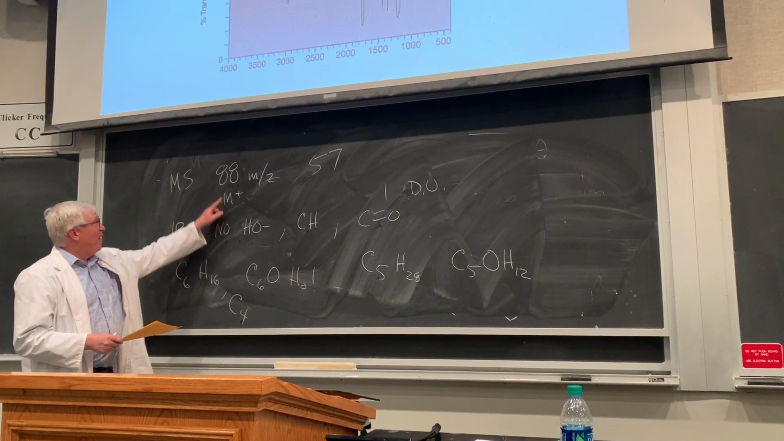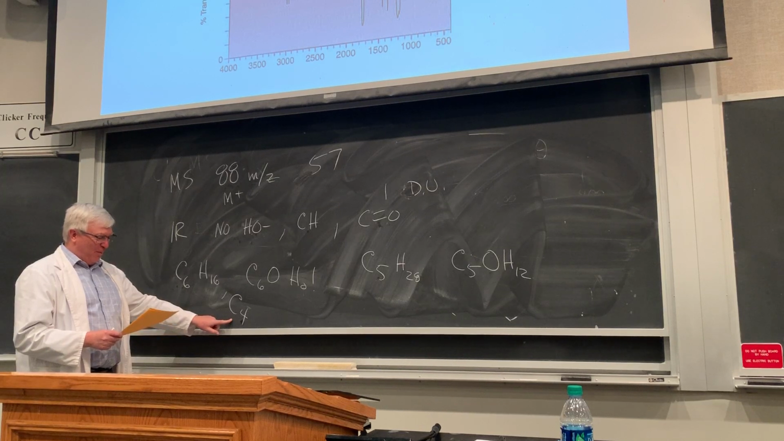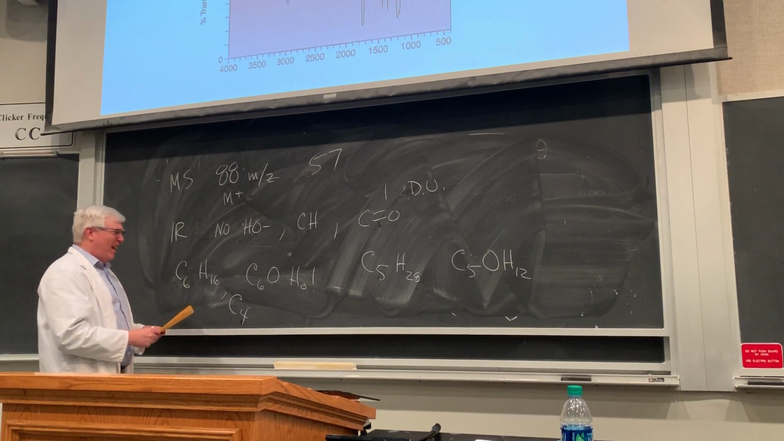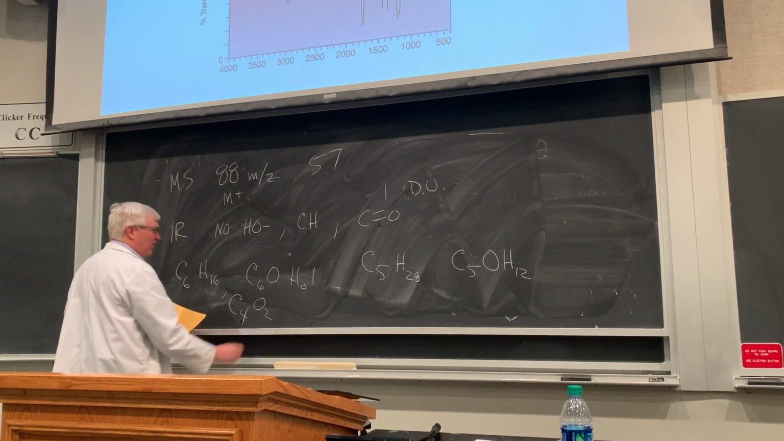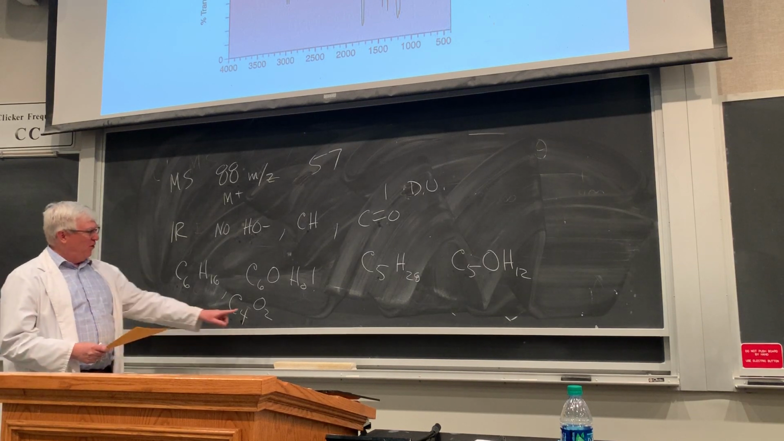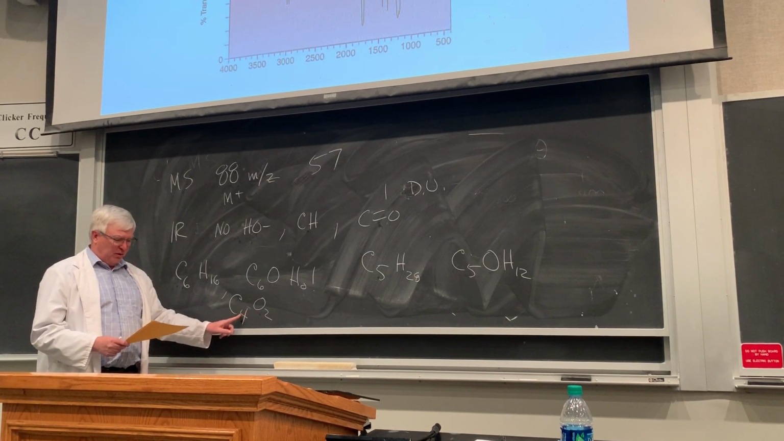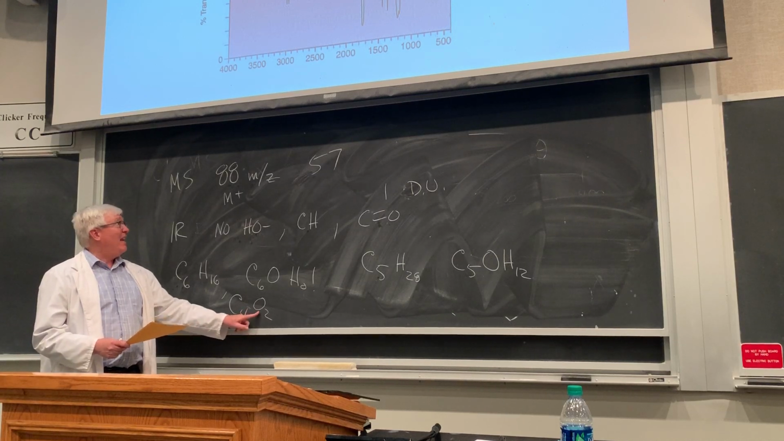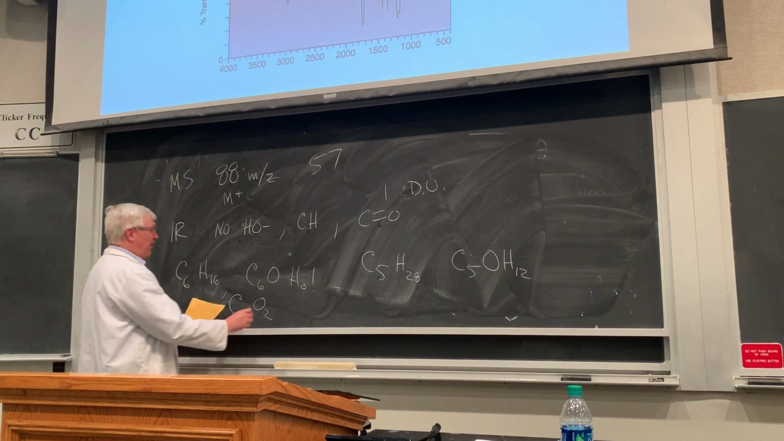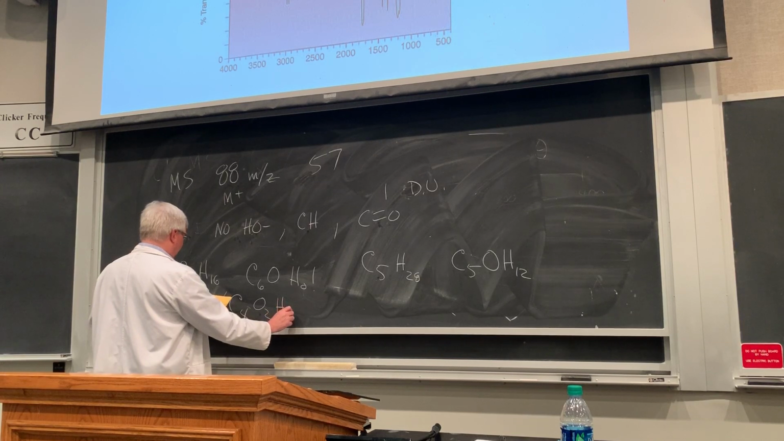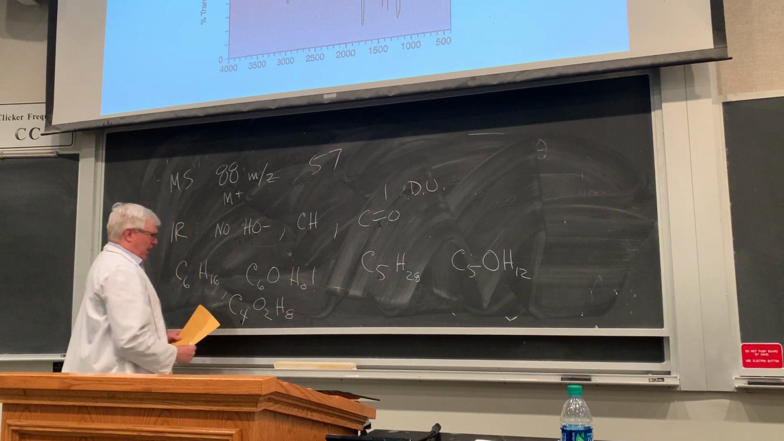C4 would be what, 48? So we need 40 more here. And to get up there, we probably have 2 oxygens there. And 2 oxygens would be plus 32 atomic mass units. So what are we up to at that point? We're up to 80, which is good. And then we only need what? We need H8. And that adds up.